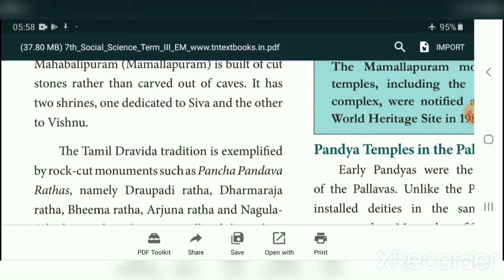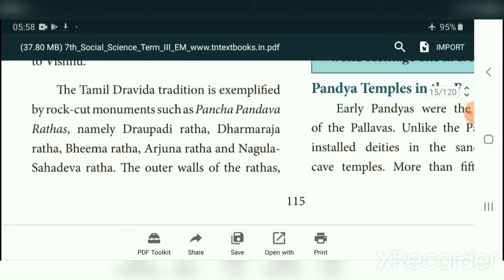The Tamil Dravida tradition is exemplified by a rock-cut monument such as, underline the word, Pancha Pandava Rathas. Pancha Pandava Rathas. Who were the Pancha Pandavas? Dharma, Bhima, Arjuna, Nakula, Sahadeva. They were called the Pancha Pandavas. Each one has a separate Ratha, that we call Pancha Pandava Rathas. And also the Draupadi Ratha: Draupadi Ratha, Dharmaraja Ratha, Bhima Ratha, Arjuna Ratha, and Nakula Sahadeva Ratha, commonly called the Pancha Pandava Rathas.